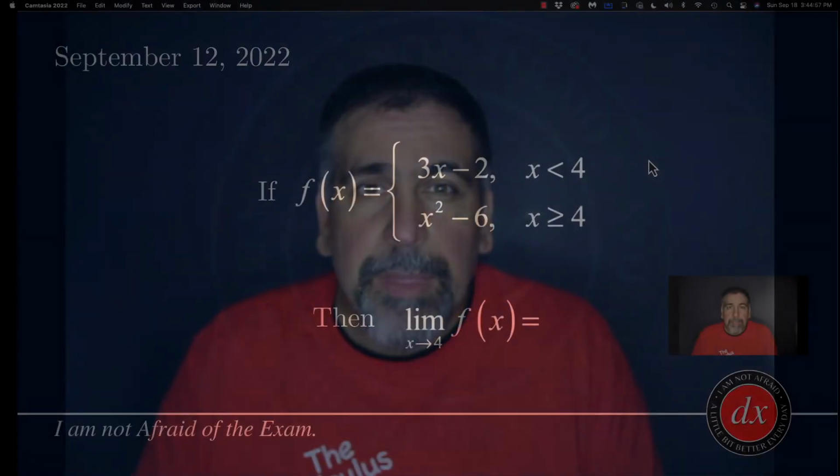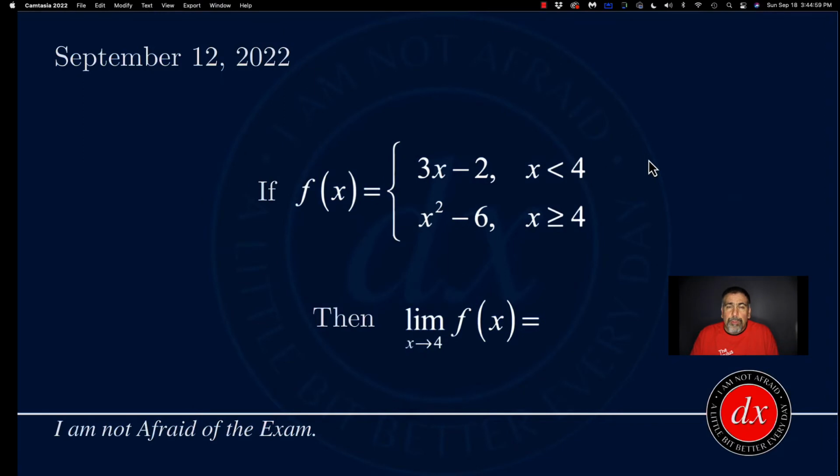We're going to be looking at how we handle piecewise functions and limit problems on the AP Calculus exam. From the problem on September 12th, you may remember we were given a piecewise function and we were asked to find the limit as x approaches 4 of f of x. In order to handle this, we're going to have to go back and review what it means to be a limit and what it means to be a piecewise function. So without any further ado, let's take a look at those two things.